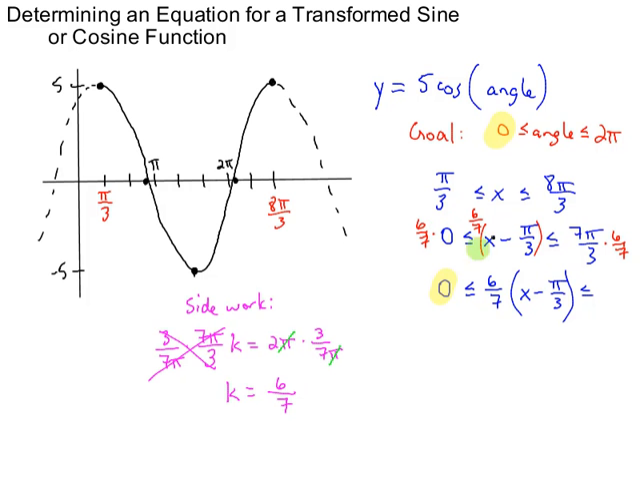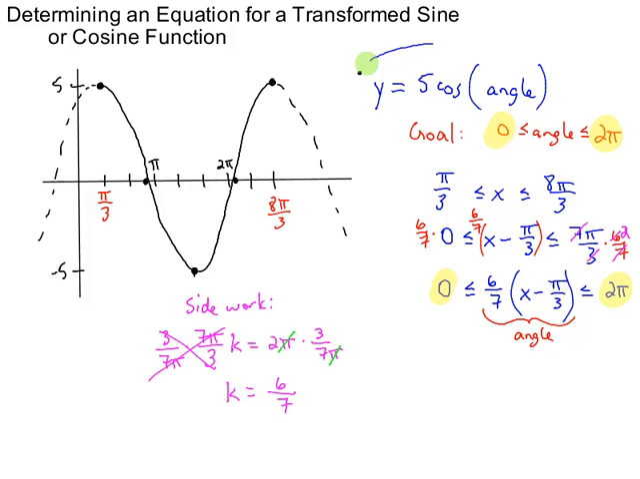I've got the left side 0, the middle is 6/7 times the quantity. The right side should give us 2 pi, and you can check this. 6 and 3 reduce to 1 and 2. The 7's reduce to 1's, so you get pi times 2, which is 2 pi. And so now we have squeezed our angle between 0 and 2 pi, so this is the angle that goes into the transformed function.